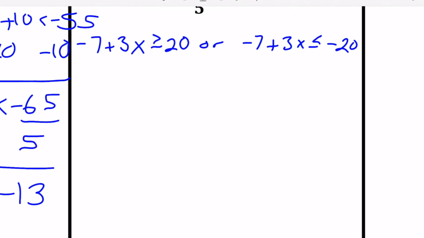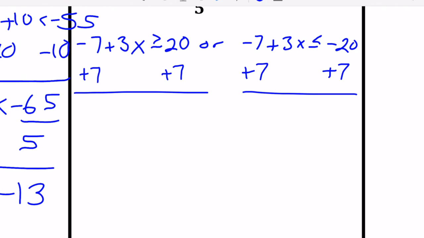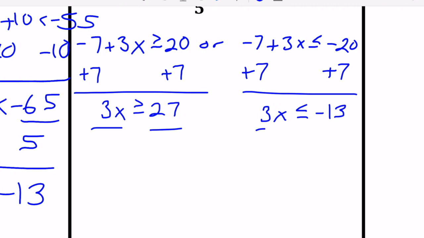Next, we have example 5, which is a continuation of example 2. We are going to solve by adding 7 to both sides of both inequalities. So we get 3x is greater than or equal to 27. 3x is less than or equal to negative 13. We divide both sides of both inequalities by that 3.